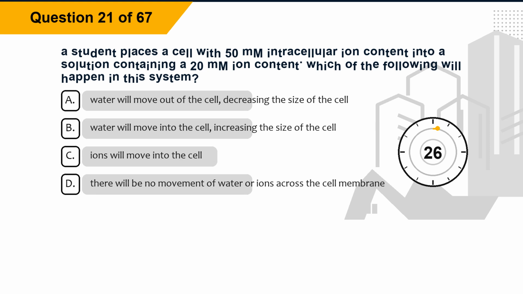Question 21. A student places a cell with 50 mm intracellular ion content into a solution containing a 20 mm ion content. Which of the following will happen in this system? Option A, water will move out of the cell, decreasing the size of the cell. Option B, water will move into the cell, increasing the size of the cell. Option C, ions will move into the cell. Option D, there will be no movement of water or ions across the cell membrane.